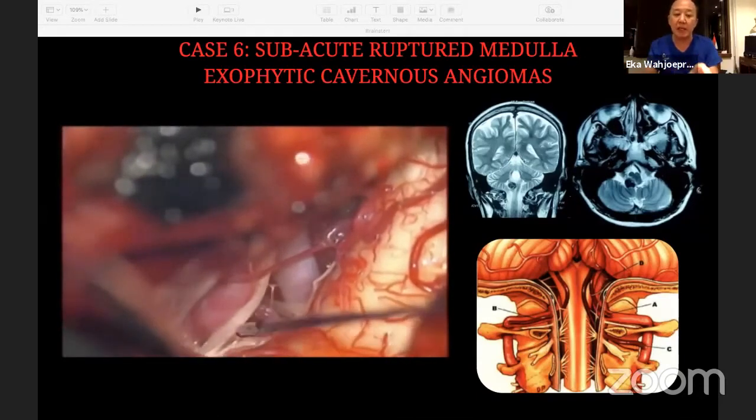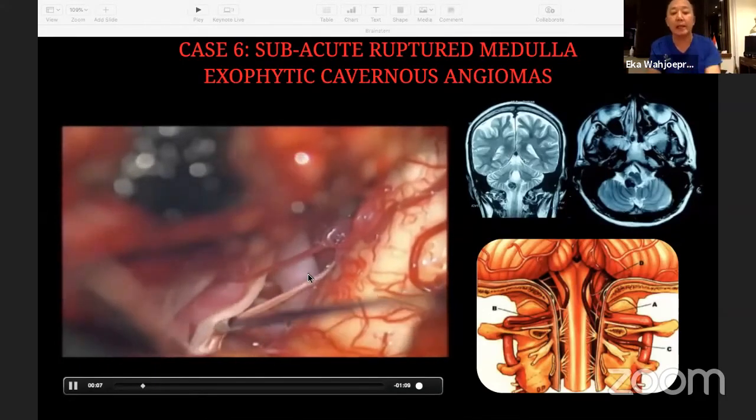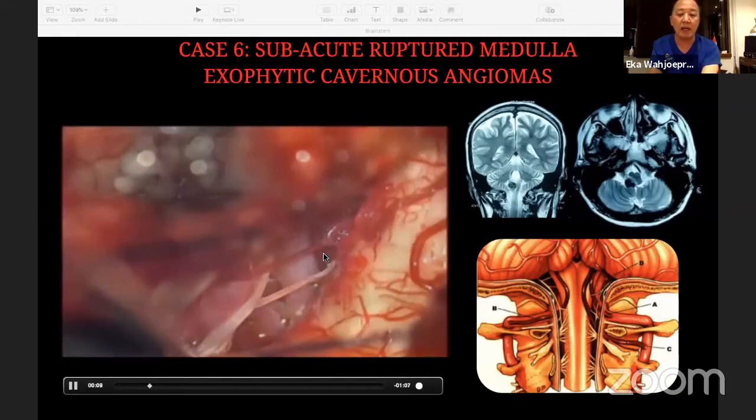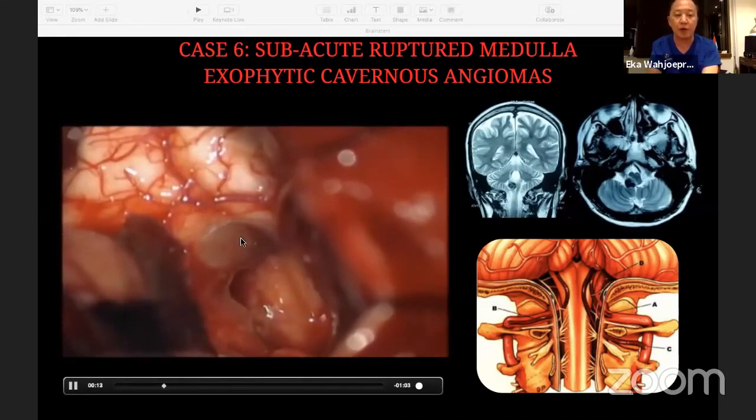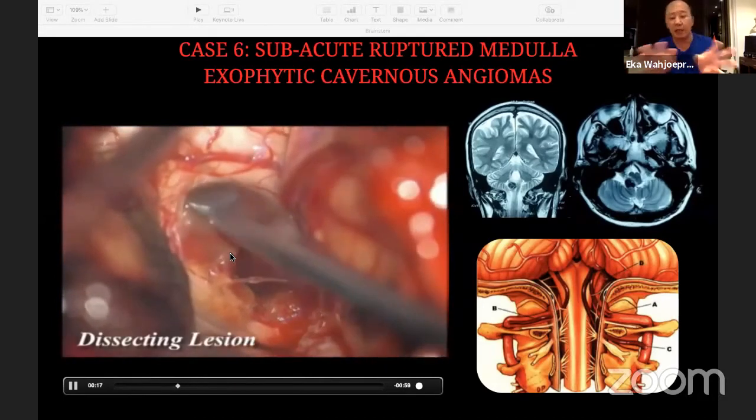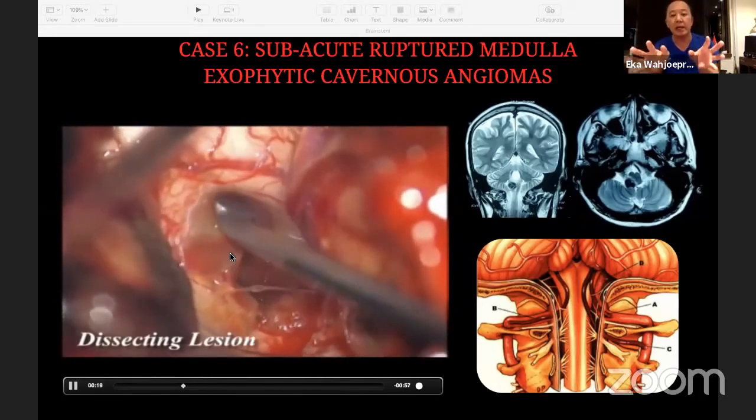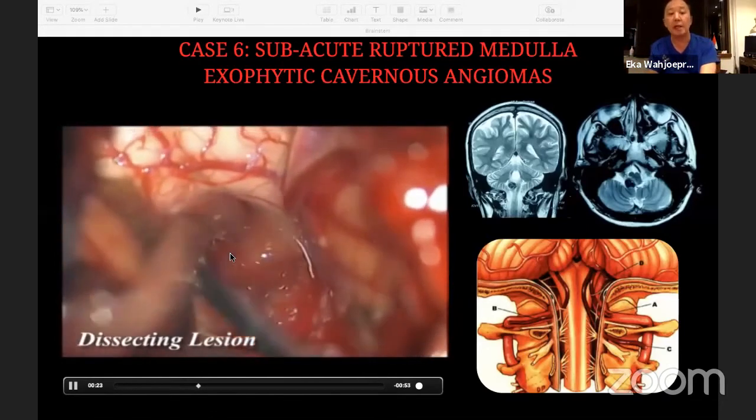You can see very clearly here. There is a lower cranial nerve. There are all of the vessels here. And you can see this is the yellowish exophytic cavernoma. Then we just need to dissect clearly from the surrounding area. Then again, total removal is the target for cavernous angioma.